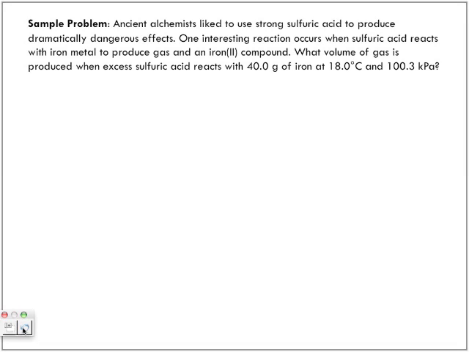Ancient alchemists like to use strong sulfuric acid to produce dramatically dangerous effects. One interesting reaction occurs when sulfuric acid reacts with iron metal to produce gas and an iron 2 compound. What volume of gas is produced when excess sulfuric acid reacts with 40.0 grams of iron at 18.0 degrees Celsius and 100.3 kilopascals? So, we've read it once. My advice to you, read it again. It seems almost like a tongue twister. It seems like, oh my goodness, there's so much information being given, but break it down. Go through it again.